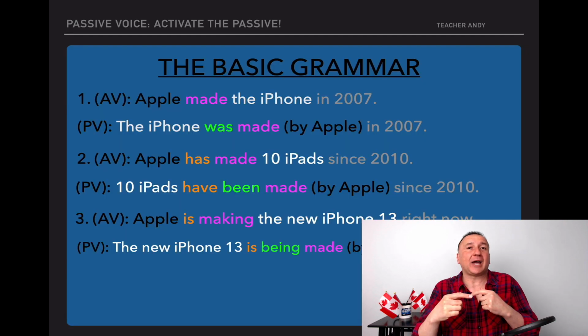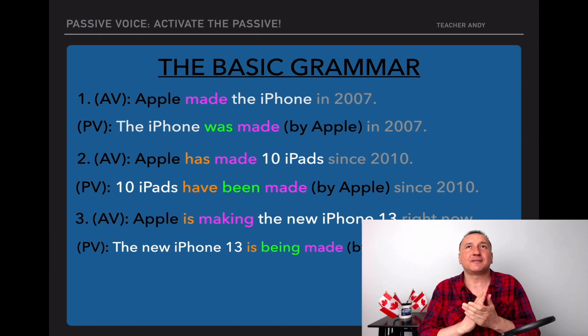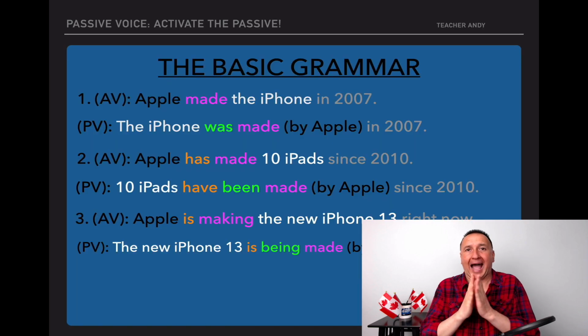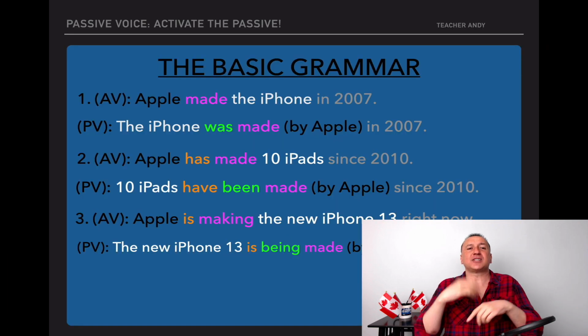And how do you write it? You write the verb to be in the same form as the original sentence. The verb to be here has to be being, because the original sentence is making, ing, right? Progressive. And then finally, with the purple, what do you have to use? You have to use the past participle. So how do you transform from active to passive? This sentence you have, Apple is making the new iPhone 13 right now. You transform it, the new iPhone 13 is being made. It's being made by Apple right now.